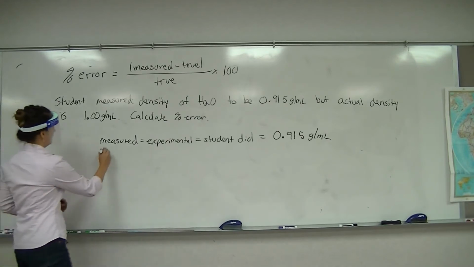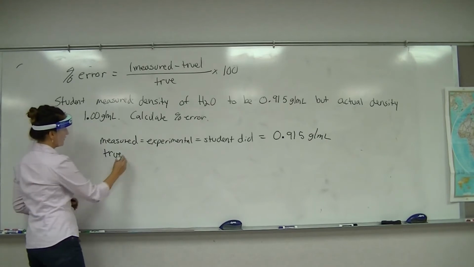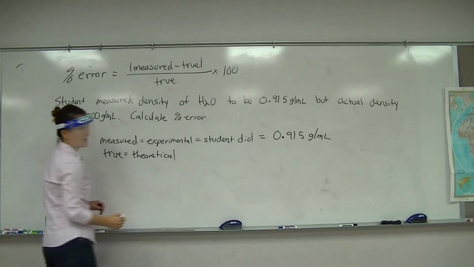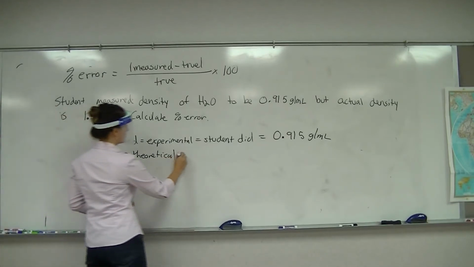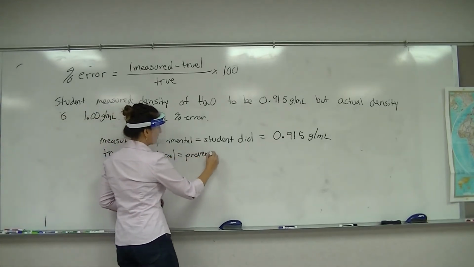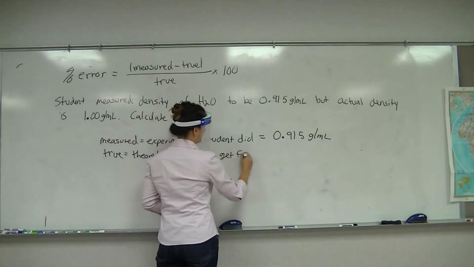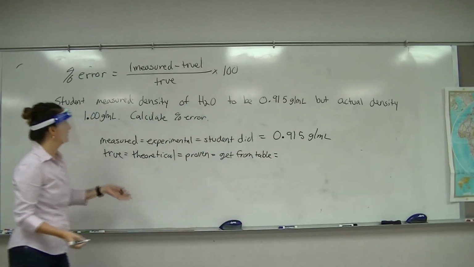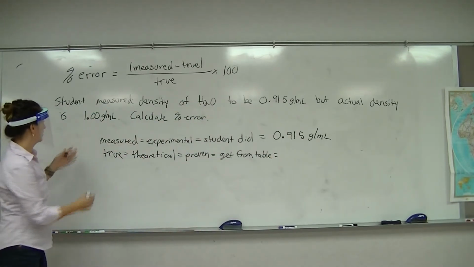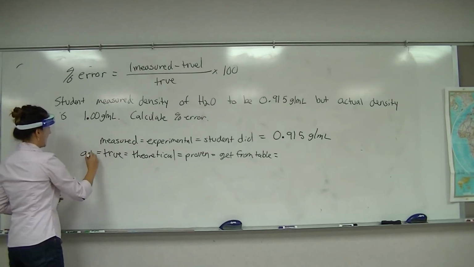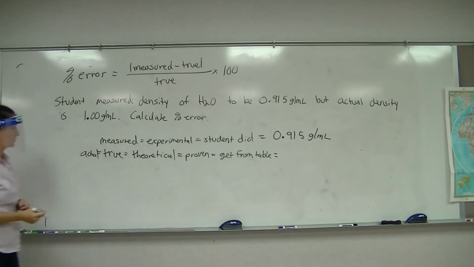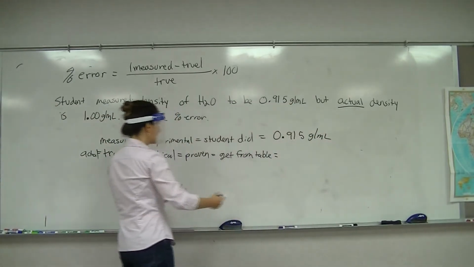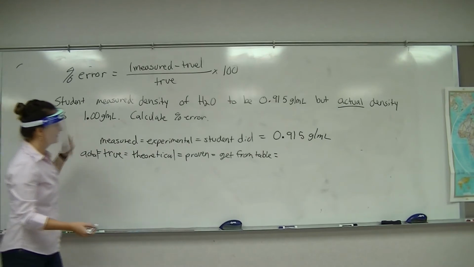So for the true value, words you'll see for this are theoretical. Oftentimes, because theoretical just means proven. Proven value, it's often the value that you get from a table. In this case, by default, it's the other number. But, actual is also used. That's a good one. Actual value. That's what we used here, right? The actual density, the true density, the proven density, the density I found in a table is 1.